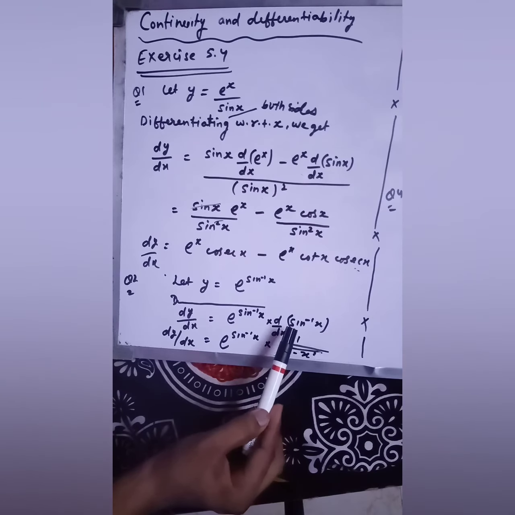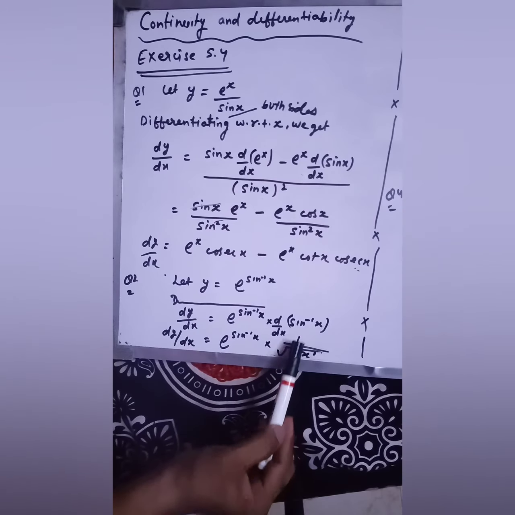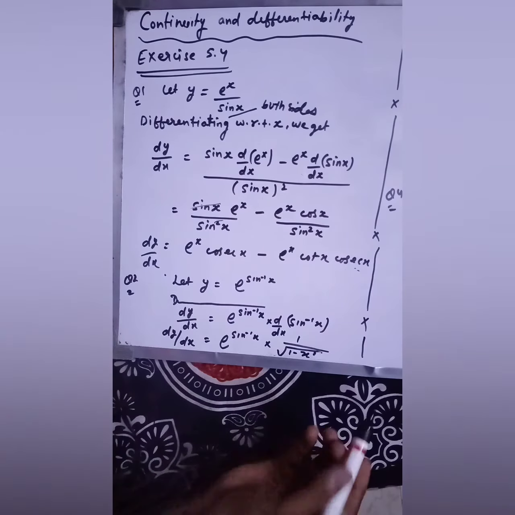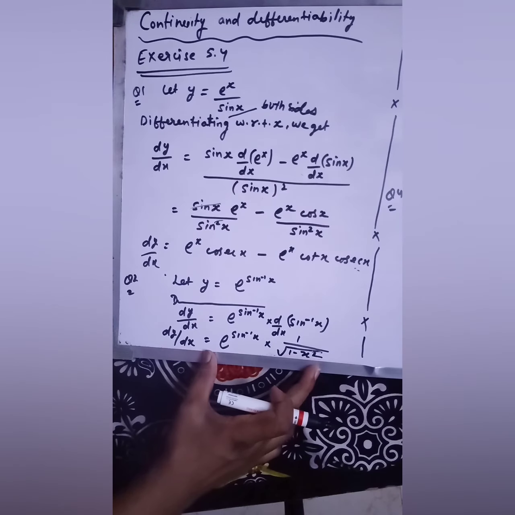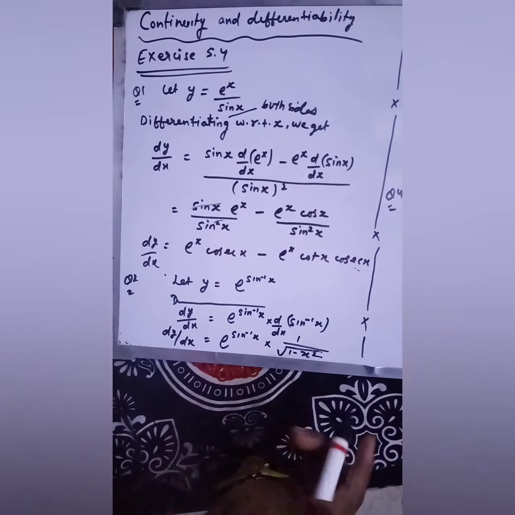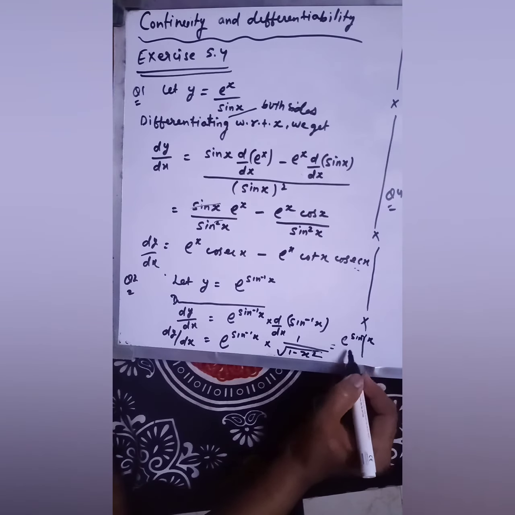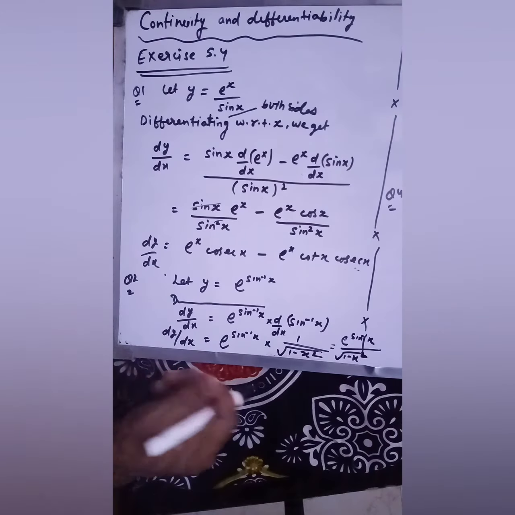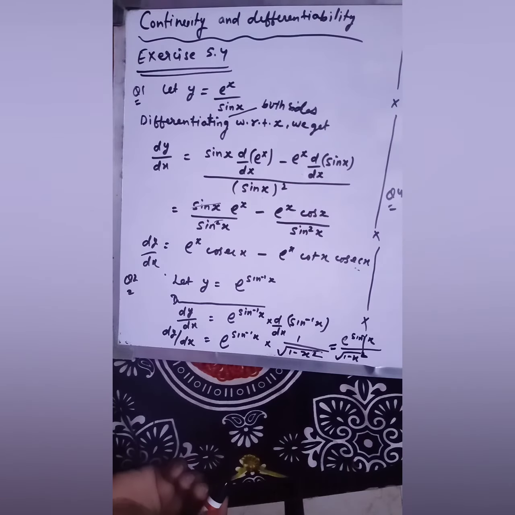So e raised to power sine inverse x will remain the same, and the derivative of sine inverse x will be 1 over square root of 1 minus x square. This is raised to power 1 by 2. So this is your final derivative of this question. Got it? You can also write it as e raised to power sine inverse x over root of 1 minus x square. So this will be the final dy by dx. This is how we can solve our question number 2.